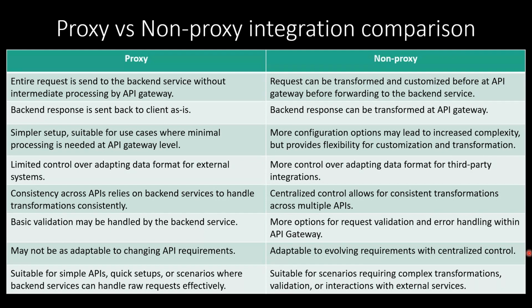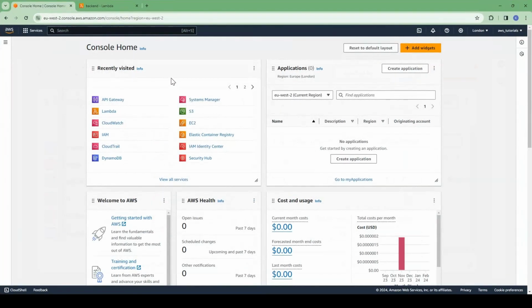So let me switch to my AWS console now. I am in my AWS console now. Let us go to API gateway.